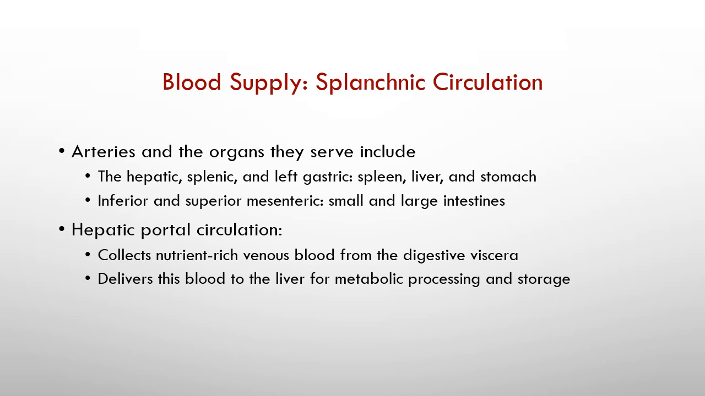We then have our inferior and superior mesenteric arteries, and these are going to finish up the majority of the rest of the tract itself. This is going to hit the small intestines and the large intestines as far as bringing blood into them. This blood will eventually pick up the nutrients and head back through the hepatic portal circulation. This is now all of the nutrient-rich blood, on the venous side of the system, and this is what's going to head over to the liver.